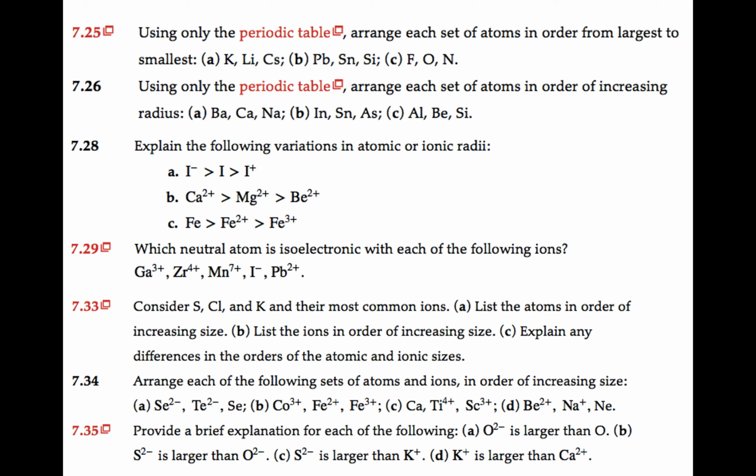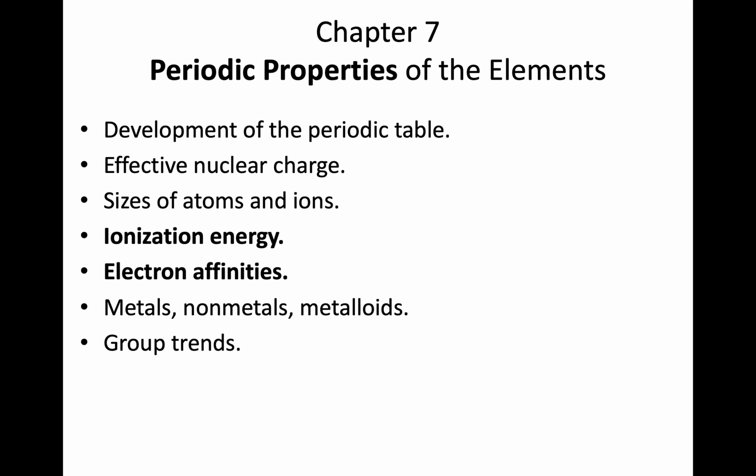Here's a whole host of questions involving analysis for different neutral atoms and ions in terms of size. You don't have to do all of these, but see if you understand the general idea. I would say most typical on an exam would be something like you see for 7.28, where there's a combination of both neutral atoms and also ions.